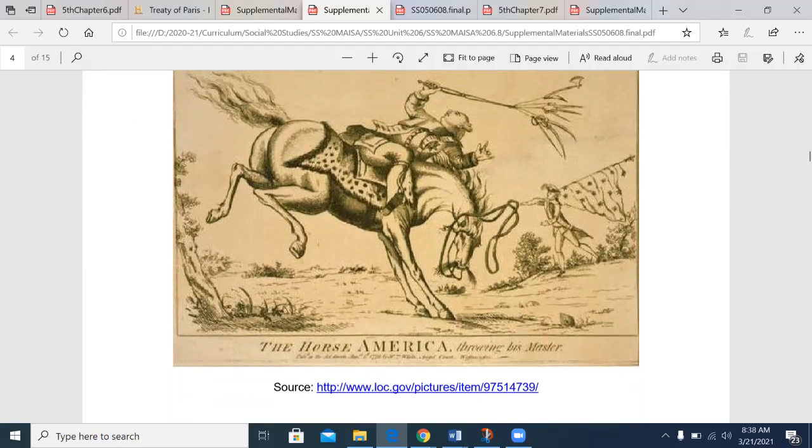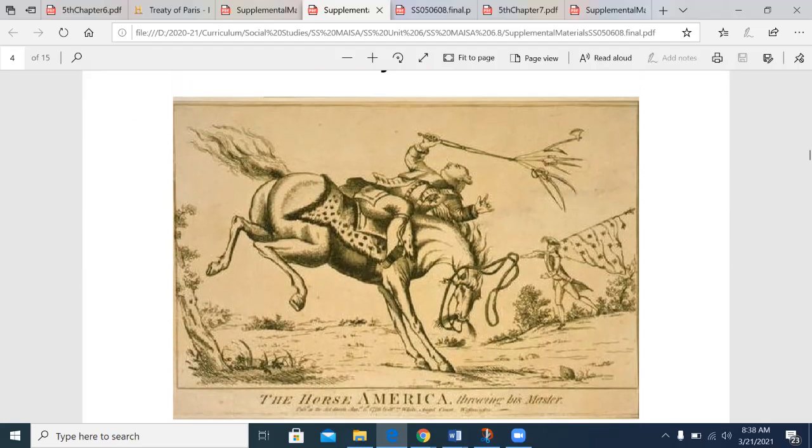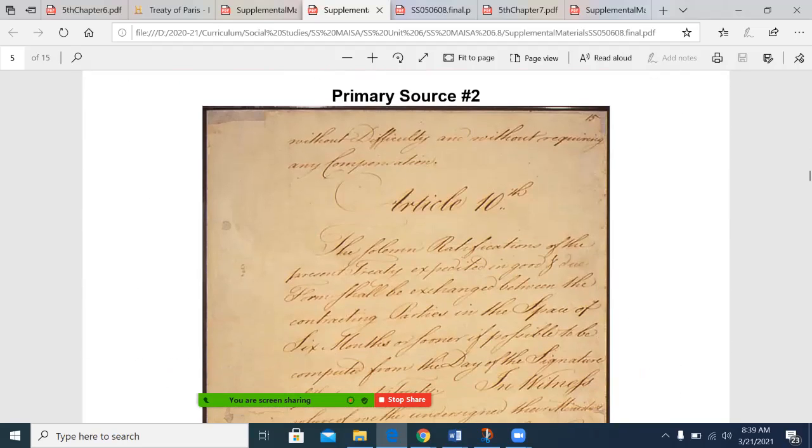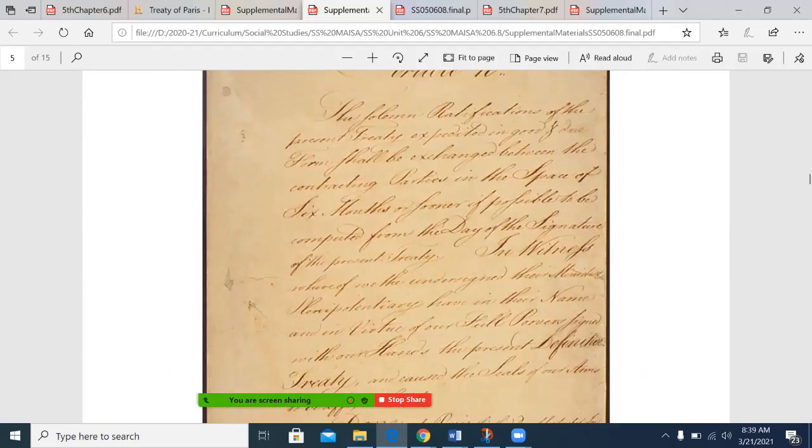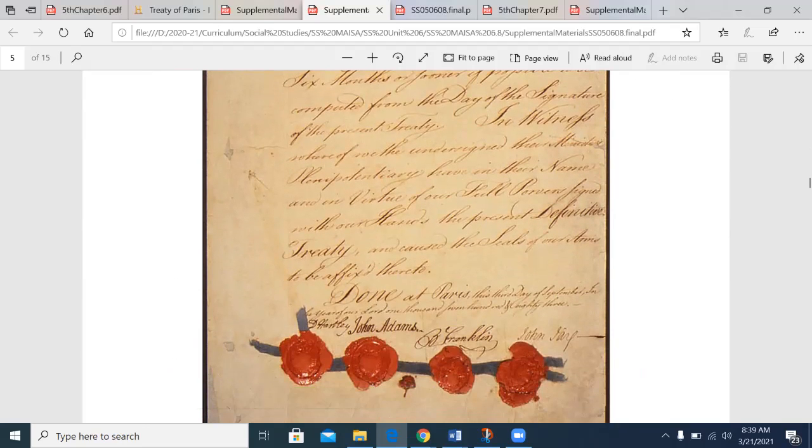All right, so we have a picture here. It says the horse America throwing its master. Political cartoons have always been a thing. And in this case, it's kind of symbolic if we are bucking the British right on off. We're going to be our own country. You can see a primary source view of the treaty. You can see signatures here. John Adams, Ben Franklin.